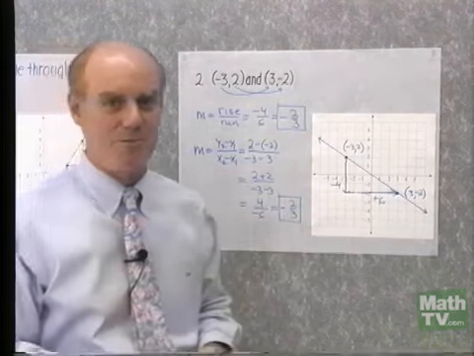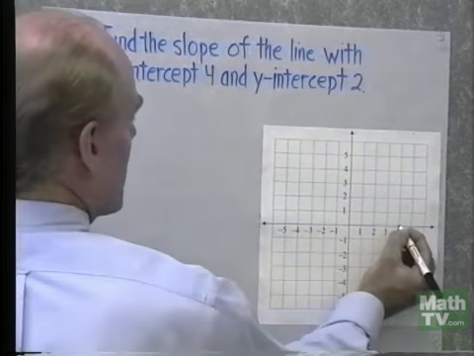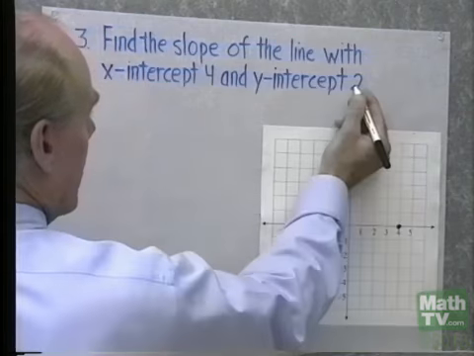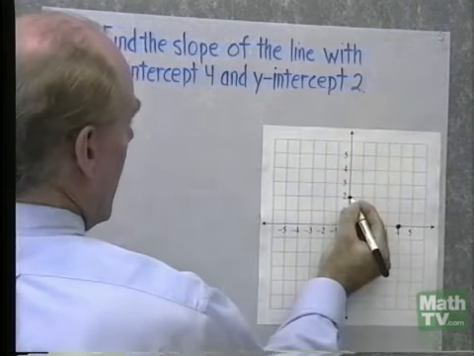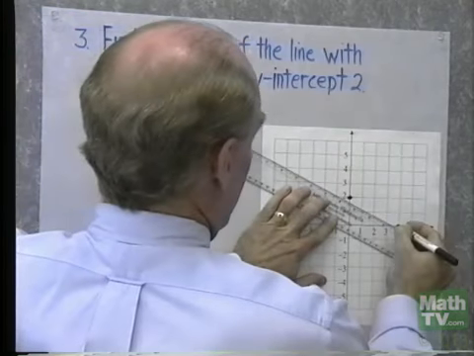Let's look at our next example. This time we want to find the slope of the line that has an x-intercept of 4 and a y-intercept of 2. So first of all, let me graph this line. The x-intercept is 4, so it crosses the x-axis at 4. The y-intercept is 2, so it crosses the y-axis at 2. Now I'm going to draw a line between these 2 points.